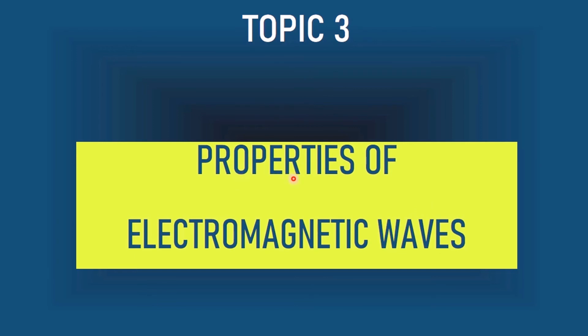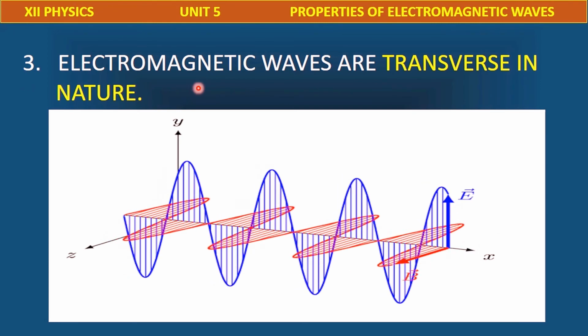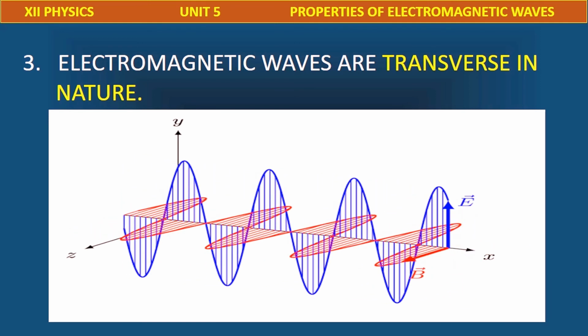Topic 3. Properties of electromagnetic waves. First property, electromagnetic waves are produced by any accelerated charge. Second point, electromagnetic waves do not require any medium for propagation. They can travel even in empty space or vacuum. So, they are non-mechanical waves. Third point, electromagnetic waves are transverse in nature. That is, the electric field, the magnetic field, and the direction of propagation of the wave all are mutually perpendicular to each other.